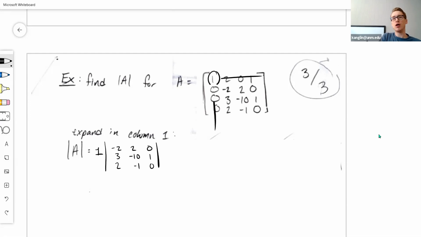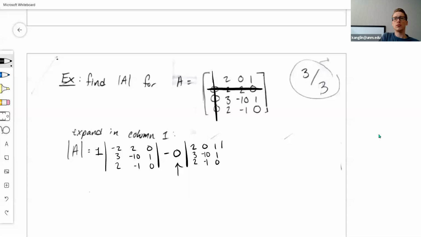The next entry in that first column is the 0 here. Remember the plus minus pattern, plus minus, plus minus. That next entry gets a minus with it. And if we didn't have a 0 there, we'd care a lot more about what comes next. We do have 0, so it really will cancel out whatever we're about to multiply it on. But for clarity, I do want to go ahead and write out this determinant that would be attached to it. Cross out the row and column that that 0 lived in. What do we have left? We have this.